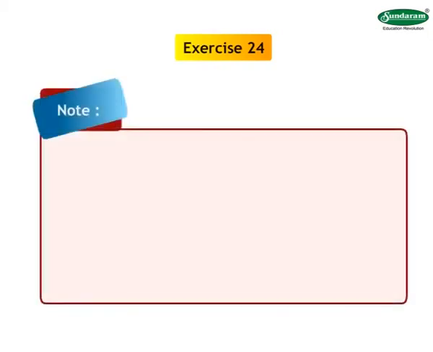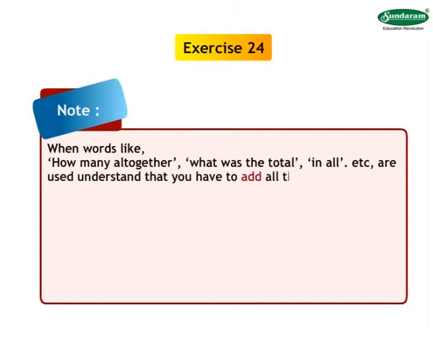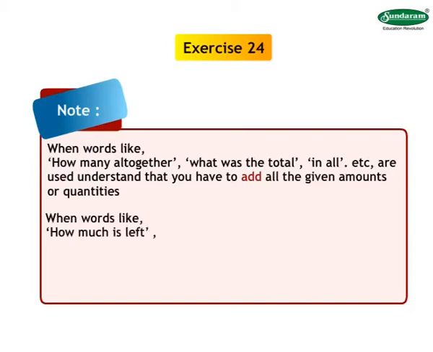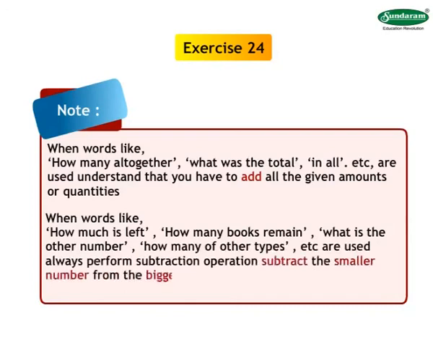Let us solve a few word problems from exercise 24 involving addition or subtraction operations. Note, when words like how many altogether, what was the total, in all, etc. are used, understand that you have to add all the given amounts or quantities. When words like how much is left, how many books remain, what is the other number, how many of other types, etc. are used, always perform the subtraction operation. Subtract the smaller number from the bigger number.